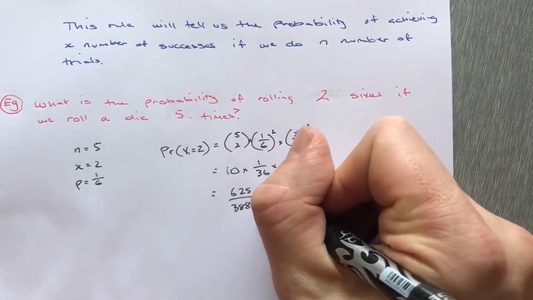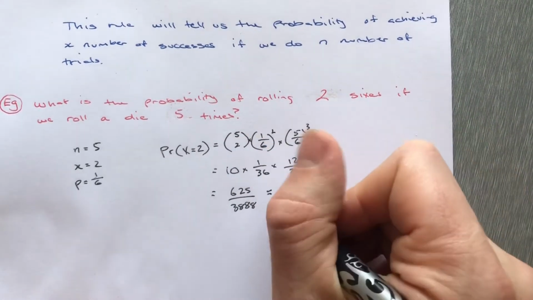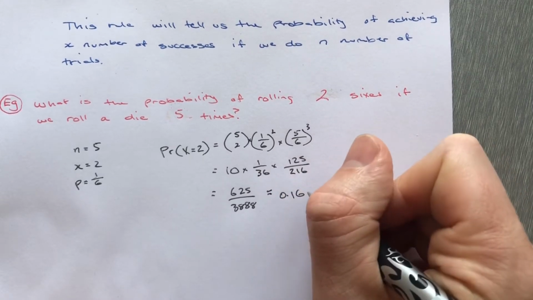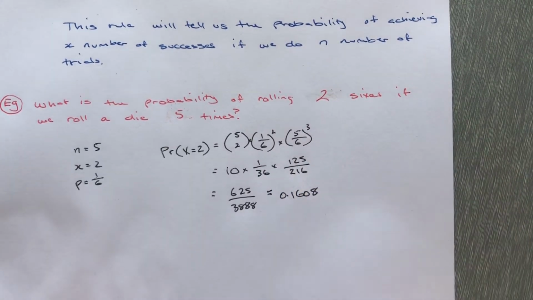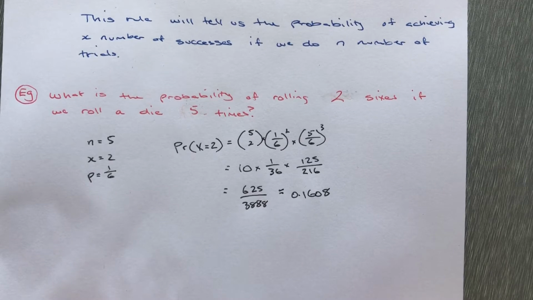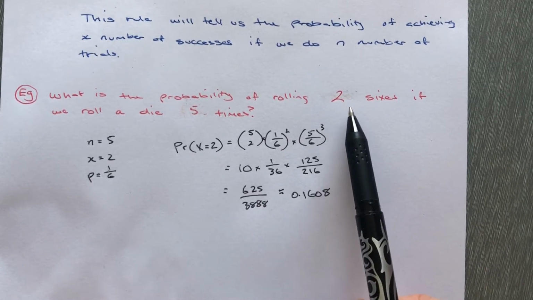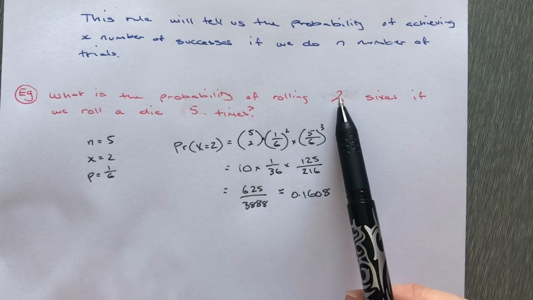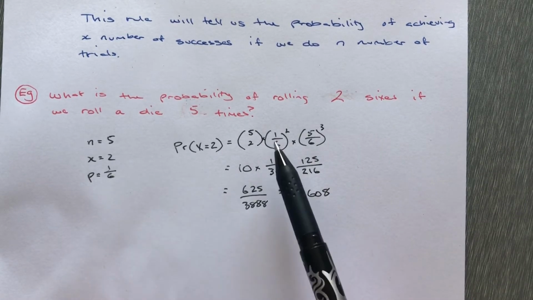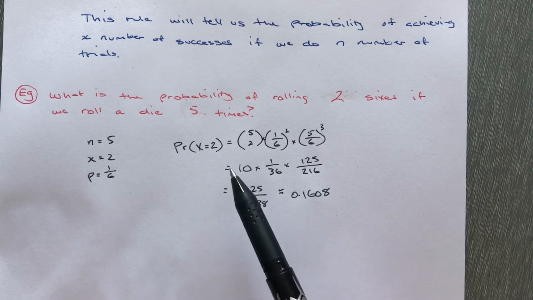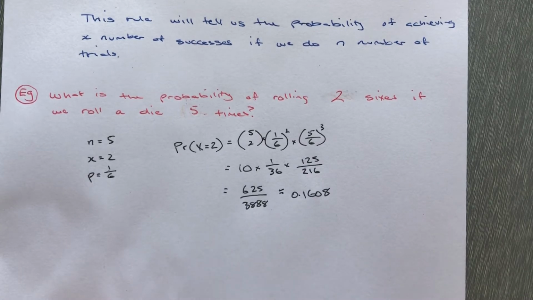Cool, so that's going to approximate to something like 0.1608. Awesome. So if we wanted to do this same sort of thing, except we wanted the probability of rolling 3 6s instead of 2, we just need to change that x to 2, which is going to change some of the other numbers around here. But we can find out the probability of however many successes, 0, 1, 2, 3, 4, or 5.